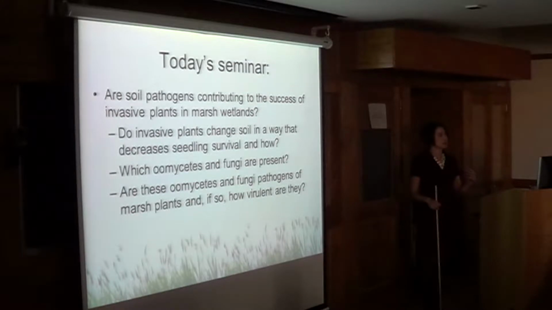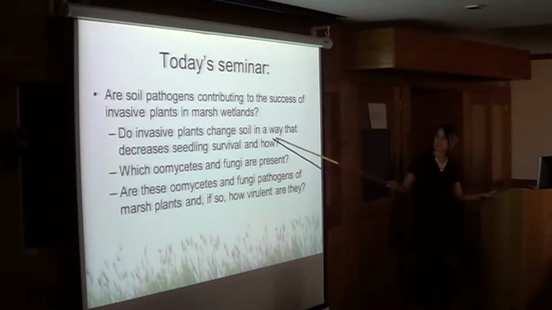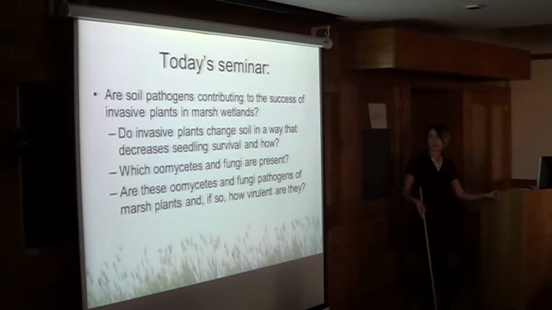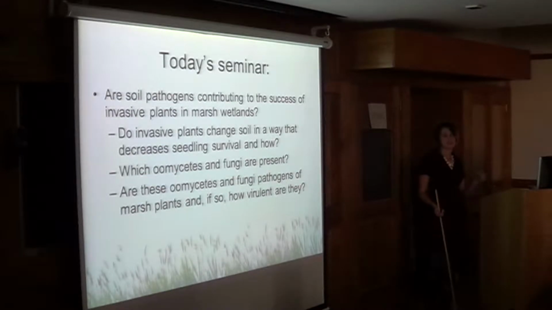So today's seminar, I'm going to be presenting a few experiments that are answering questions that I think really enable us to start to answer that question. And that is, do invasive plants change soil in a way that decreases seedling survival? And if so, how? Which oomycetes and fungi are present in marsh wetland soils? And are these oomycetes and fungi pathogens of marsh plants? And if so, how virulent are they?